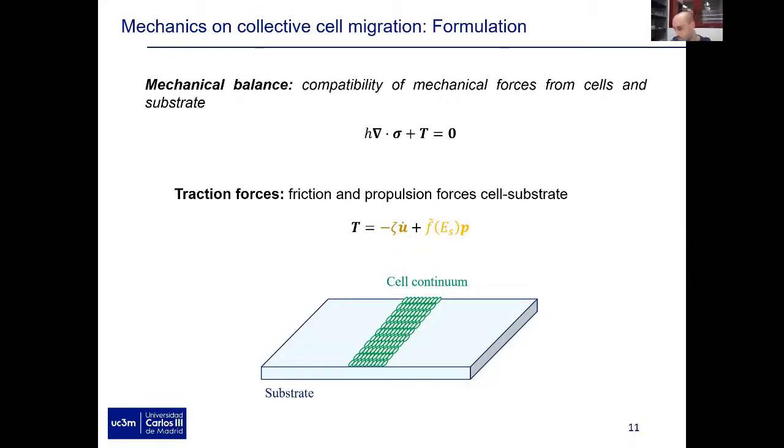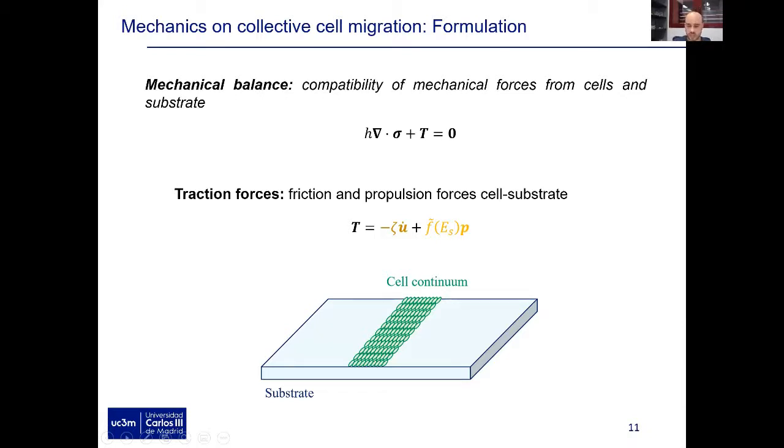So I have reduced quite a lot the mathematical formulation for this problem. Let's start with the mechanical balance in the uniform configuration here. We put together these internal and external forces. Here H is the height of the epithelial monolayer, and we have the gradient of the Cauchy stress tensor. And then we are going to have some traction forces.